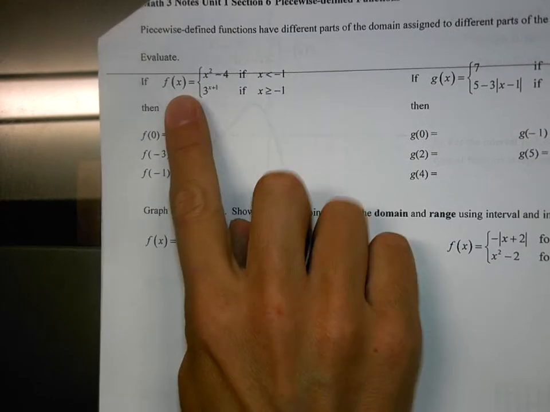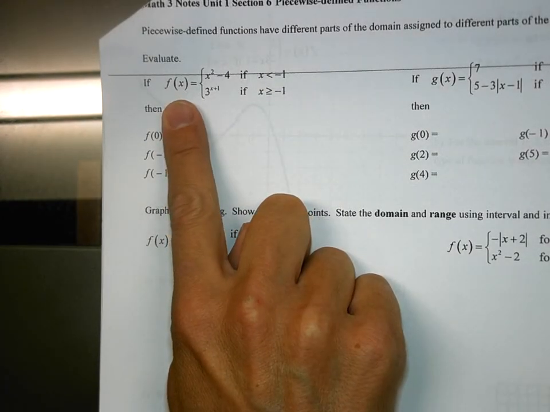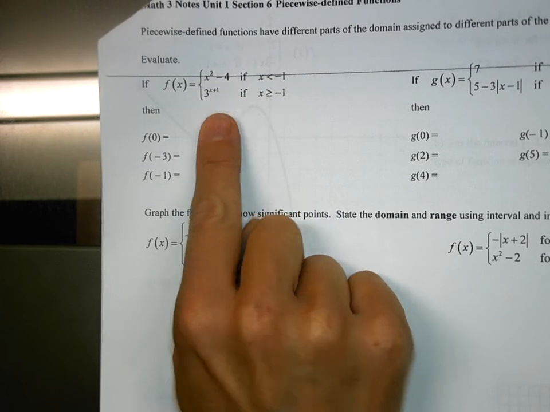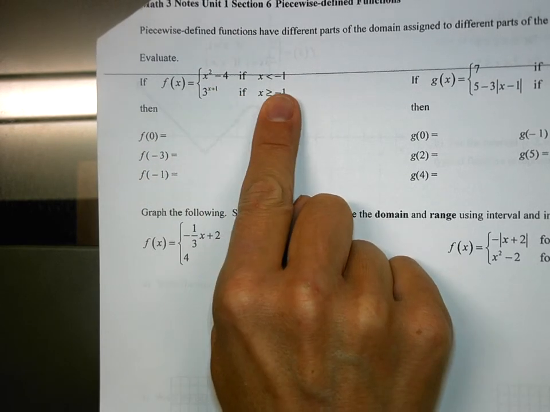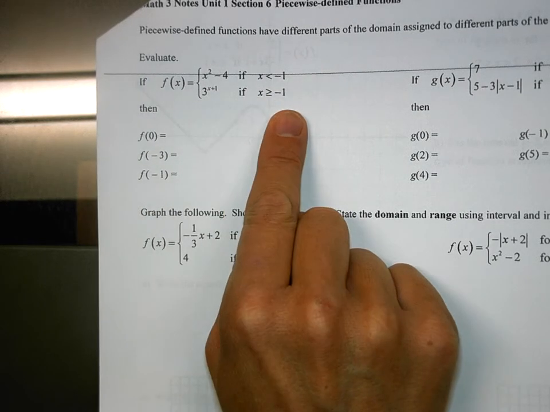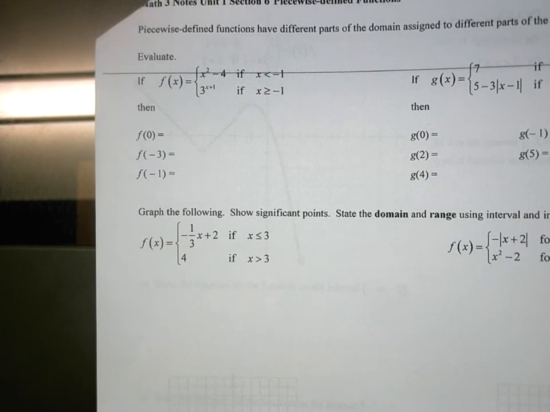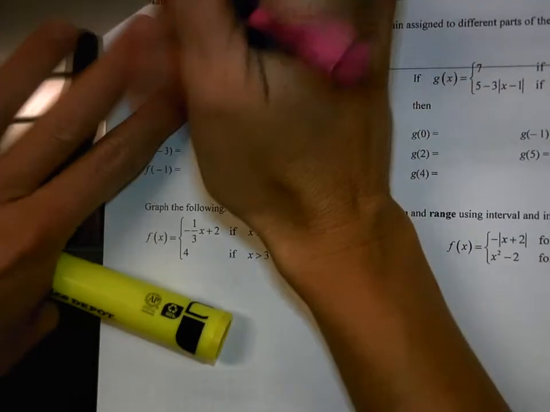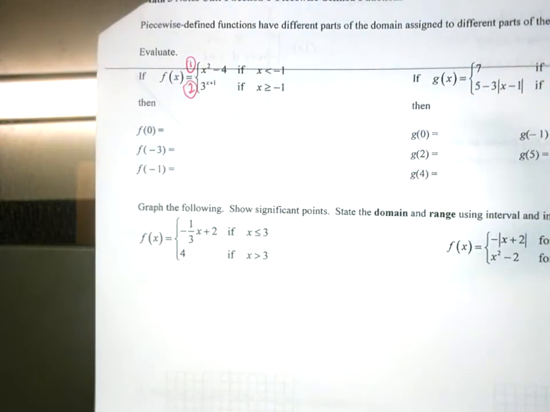First thing, it says evaluate. So on this one, we actually don't have to graph. It says f of x are these 2 equations. So it's x squared minus 4 if x is less than -1, and it's 3 to the x plus 1 if x is greater than or equal to -1. If you look up here, what I like to do is just label these: this is equation 1, this is equation 2.